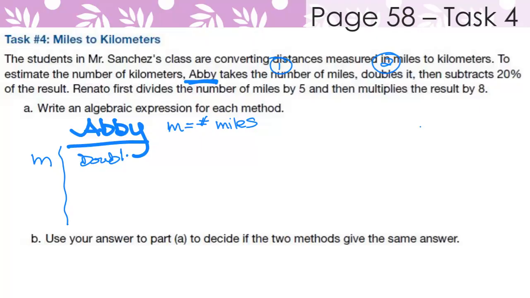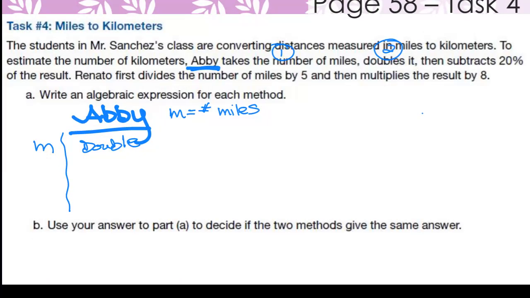Okay, wait a minute. When I double it, what do I get? How about 2M? M for miles? Okay, so that's 2 M's. Everybody agree? It's not M squared, it's M plus M, or M times 2, which is 2M. Then what are we going to do? Subtract 20% of the result. So let's write it down first.